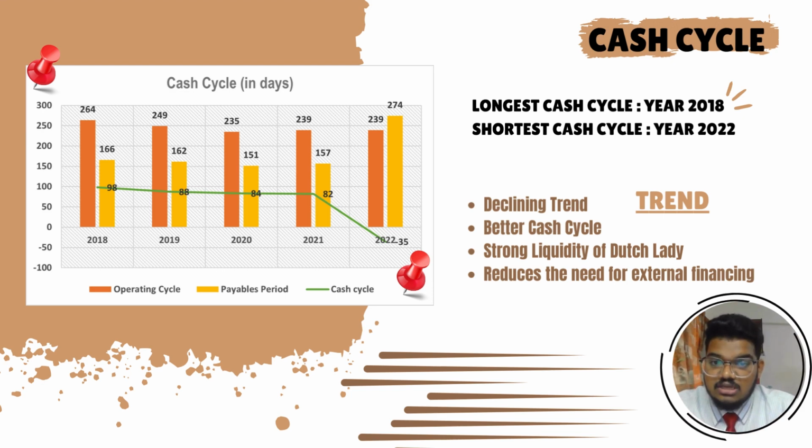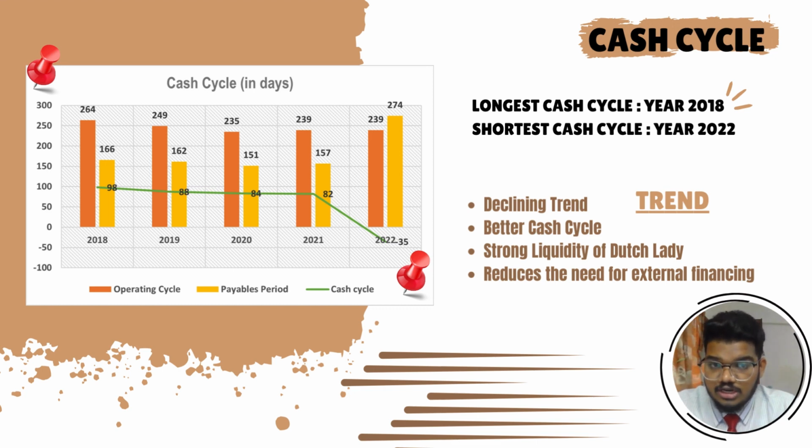In addition to this, a shorter cash cycle period reduces the requirement for external financing, which in turn reduces the amount of interest payments that Dutch Lady incurs. In addition, the year 2022 was seen to have the smallest cash cycle duration, which was negative 35 days. This was a result of a longer payable period and shorter operating cycle period.